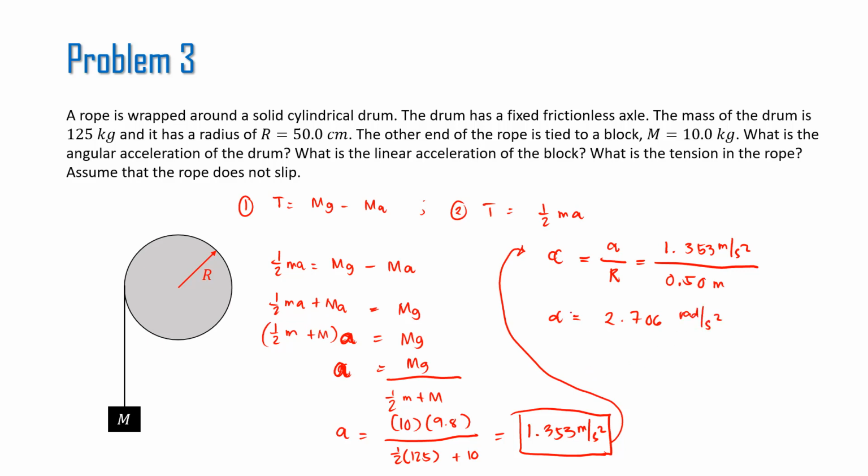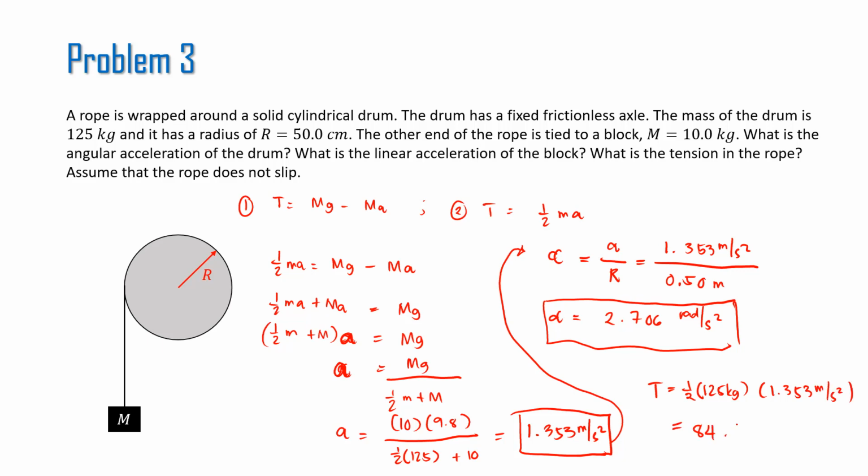And lastly, we can get the tension. The tension can be obtained using equation number 2. So tension is equal to 1/2 times the mass of the drum, 125 kilograms, multiplied by the linear acceleration, 1.353 meters per second squared. So the tension is equal to 84.56 newtons.